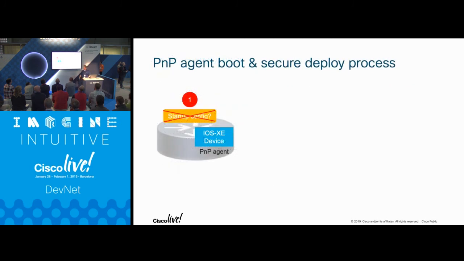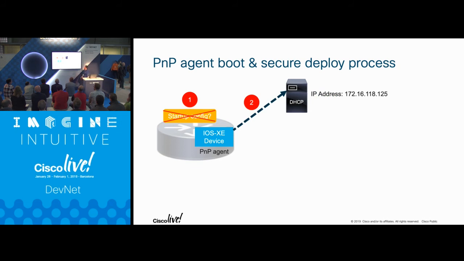Now how it fits into what we're talking about today is I'm going to talk about using something we have called Plug and Play, which exists within IOS XE. Plug and Play is an agent that we put into XE to basically help onboarding processes. It's typically been aligned to what we do with our Cisco DNA Center.